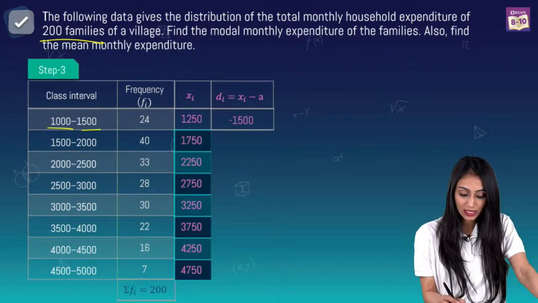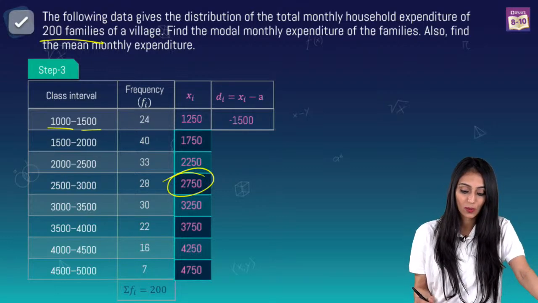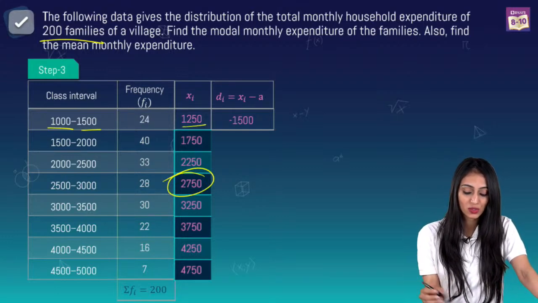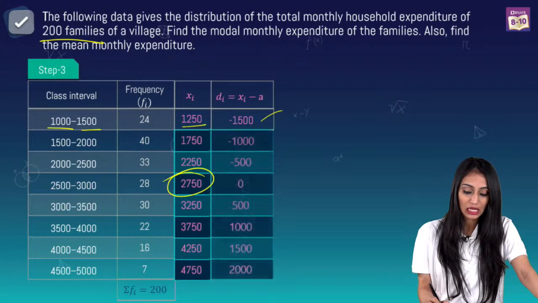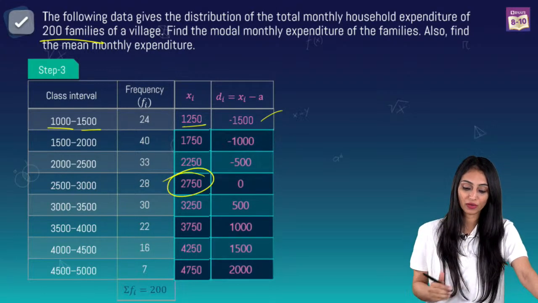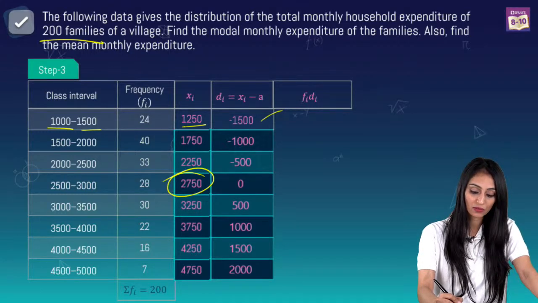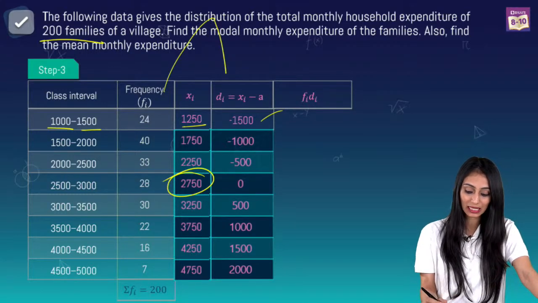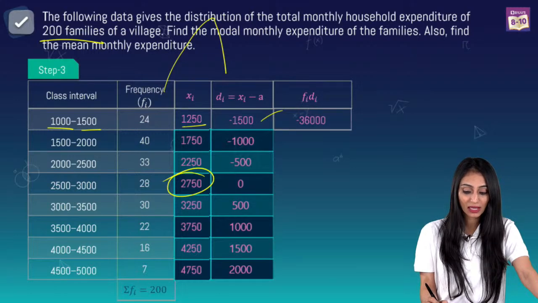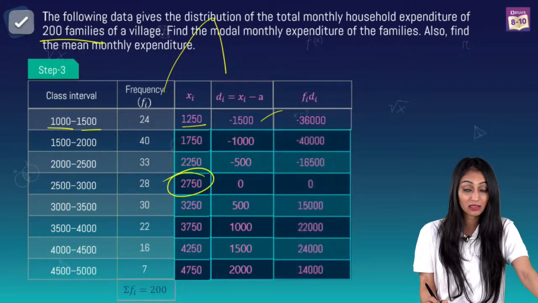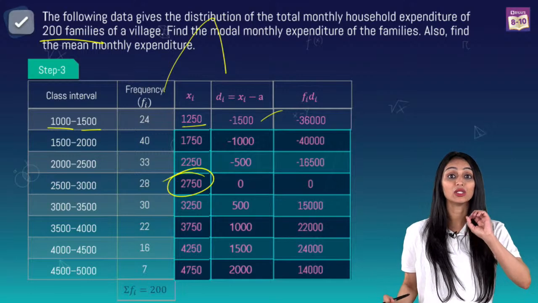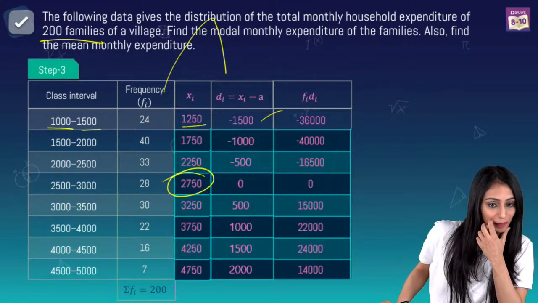Assumed mean, we are taking this as 2750, right? So xi minus this, 1250 minus 2750, you get minus 1500. Similarly, you will find for each one of them. Then we find out fi di. So I'll multiply the value from fi to the corresponding value in di. So that's going to be 24 times minus 1500, minus 36,000, like this. Do not forget to write the signs also. This is important.